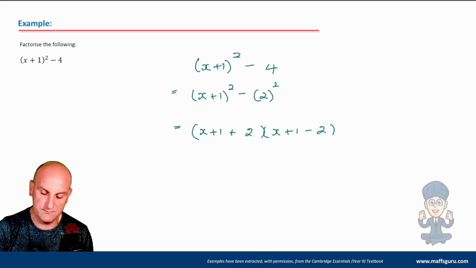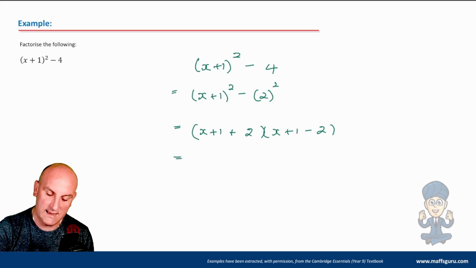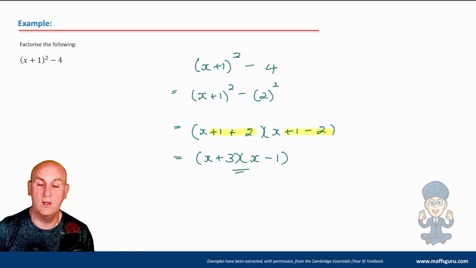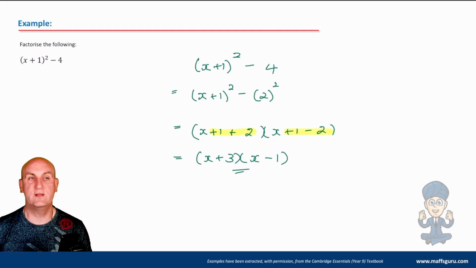Well, we have to do a little bit of simplifying, because we know that we can actually simplify 1 plus 2 and 1 minus 2. So in which case, that gives me x plus 3 and x minus 1. And ka-ching, we have factorized again. All right, so do you see the trick there?